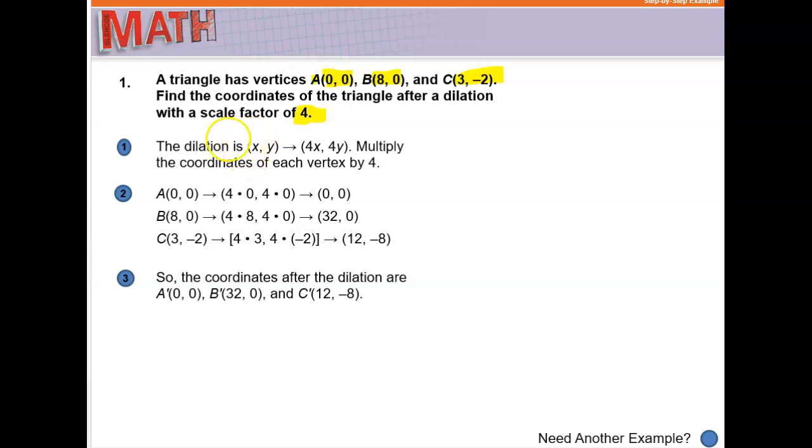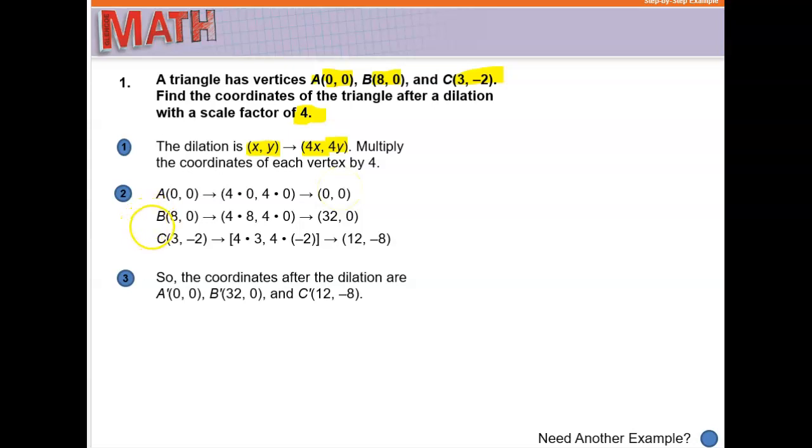And if you like to use notation to keep in mind, you're going to take your x, y coordinates, and multiply each x by 4 and each y by 4. So how does that look? You take A, 0, 0, you multiply x, which is 4 times 0, and y, which is 4 times 0, and you get 0, 0, because anything times 0 is 0.